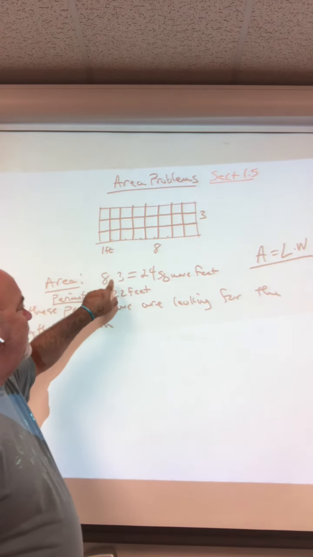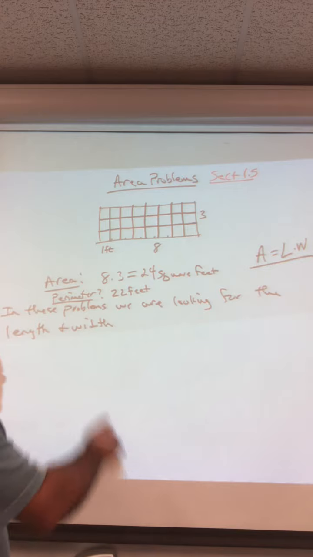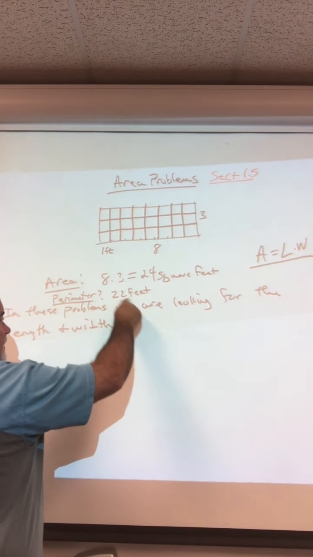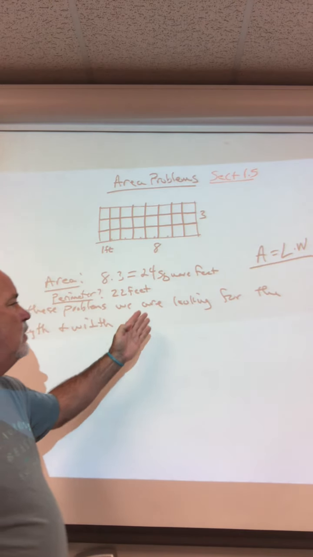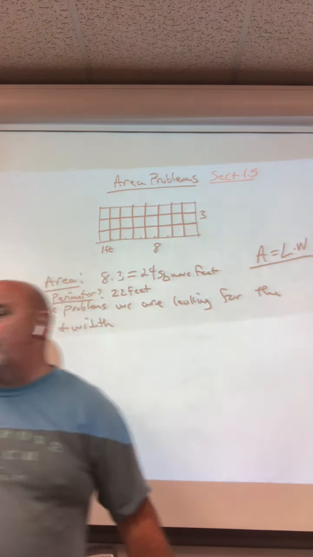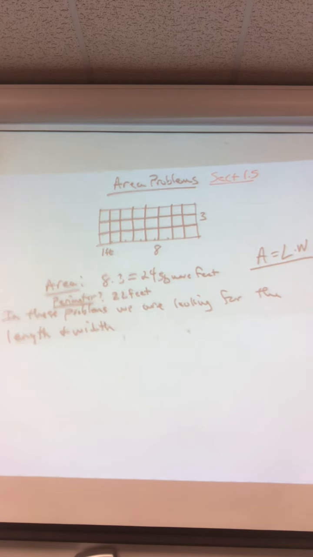So the area would be 8 times 3, which is 24 square feet. But the perimeter is 22 feet. That's the total distance around it. So in these problems, what we're going to be looking for is the length and the width. I'll talk more about that in just a second.